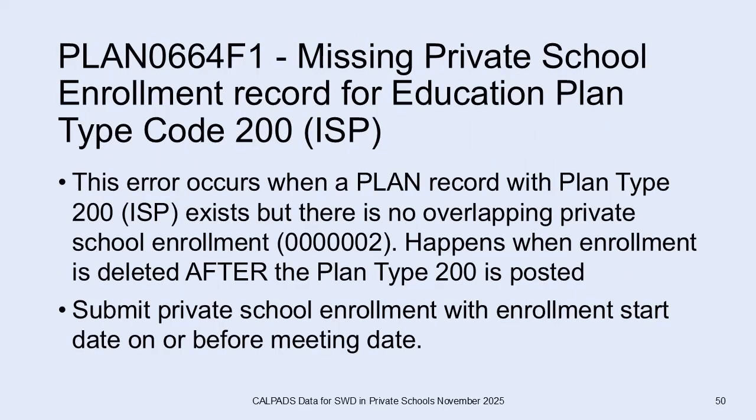PLAN 664F1, which is missing private school enrollment record for education plan type ISP. So if you've got an ISP, you've got a plan record, but you don't have a private school enrollment, then something is amiss. You will probably need a private school enrollment. This typically happens when an enrollment is deleted after the ISP records are submitted.